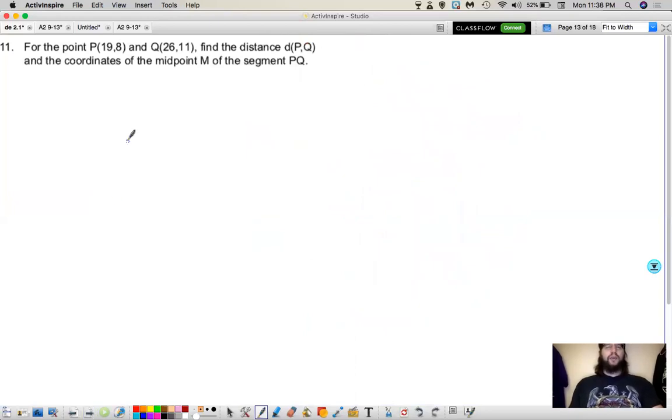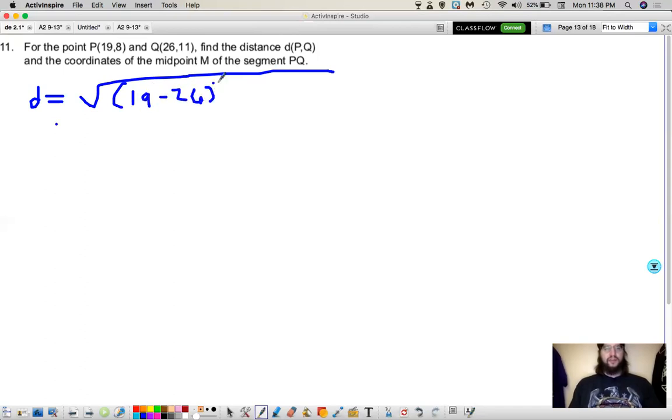All right, we got a couple points. It wants us to find the distance and midpoint of the segment. Easy enough. We'll start with the distance. The formula is the square root of x minus x squared plus y minus y squared.